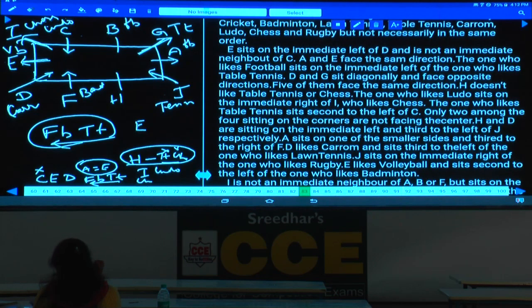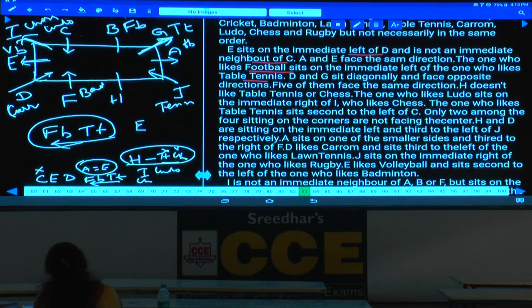E sits on the immediate left of D and is not an immediate neighbor of C. A and E face the same direction. The one who likes football sits on the immediate left of the one who likes table tennis. Now football is to the immediate left of the one who likes table tennis. Now table tennis is facing away from the center. As table tennis is away from the center, this football must be immediate left, so B is football.